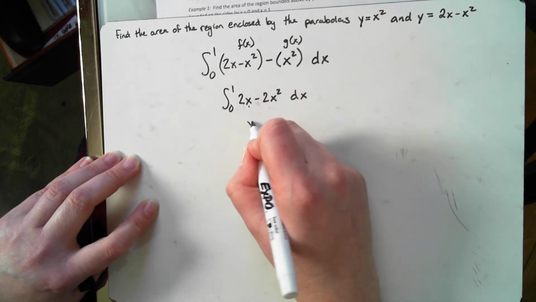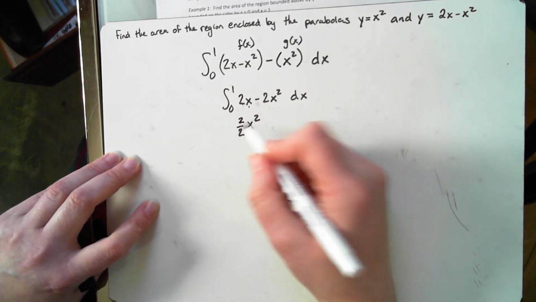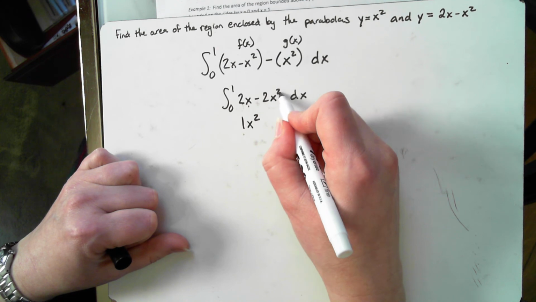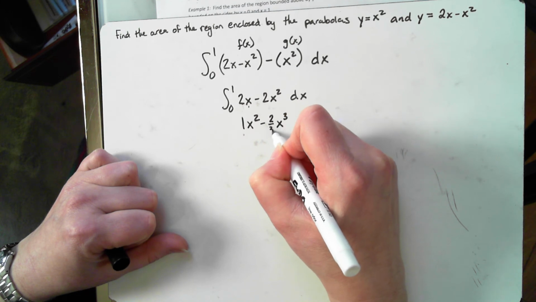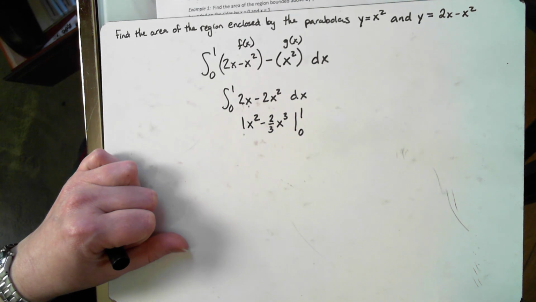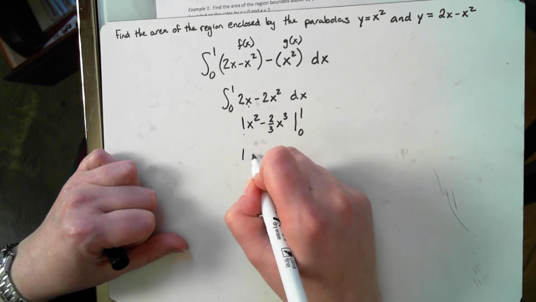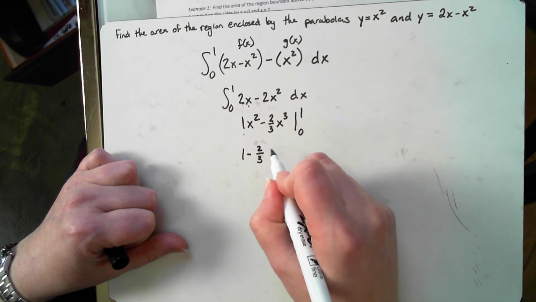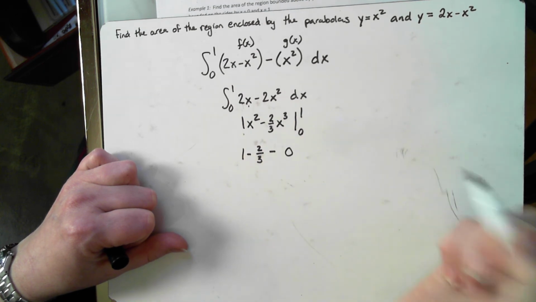Now I'll use my power rule to fix my x's. This x becomes an x squared, and this 2 gets divided by 2. 2 divided by 2 is just 1, so I'm just going to turn this into a 1. Now, this power goes up by 1, so I have x cubed, and this 2 gets divided by 3. This is evaluated from 0 to 1. Next, I'm going to evaluate. If I put in a 1, I get 1 squared minus 2/3 times 1, or just 2/3. And then I'm going to subtract. If I put in a 0, I get 0 minus 0, which is just 0.